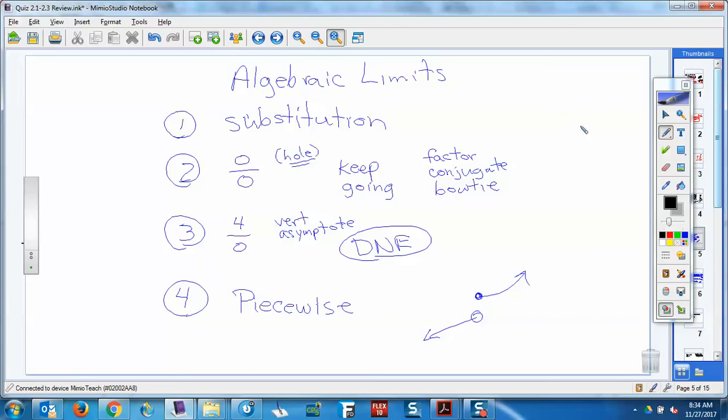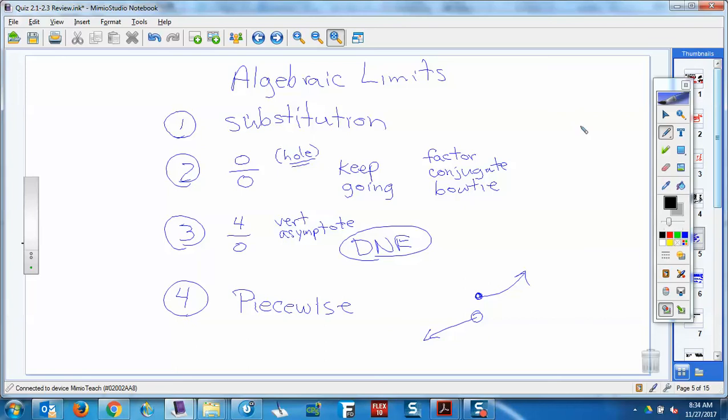Then you might get an answer after you do that, or you might get something like 4 over 0, and then just say does not exist. Okay, at that point. And then, like I said, that may give you a graph. So if you get something like that, it does not exist, right? You got a break in the graph like that. On a piecewise, it does not exist.